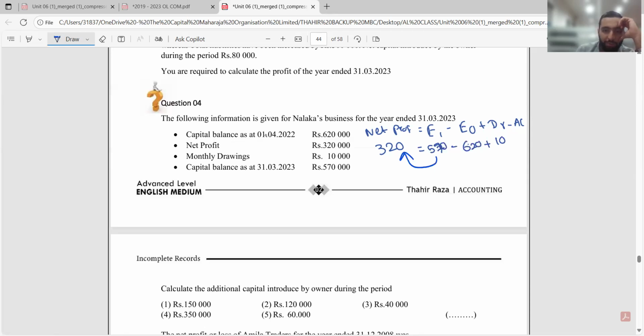You take it to this side. You take this to this side. You take this to this side. So what they're asking? Additional capital. So how much is the net profit? 320 minus 570 plus 620 minus 10. How much is this? Take your calculators, calculate it and show me. Yes, 320 minus 570 plus 620 minus 10. How much is this?